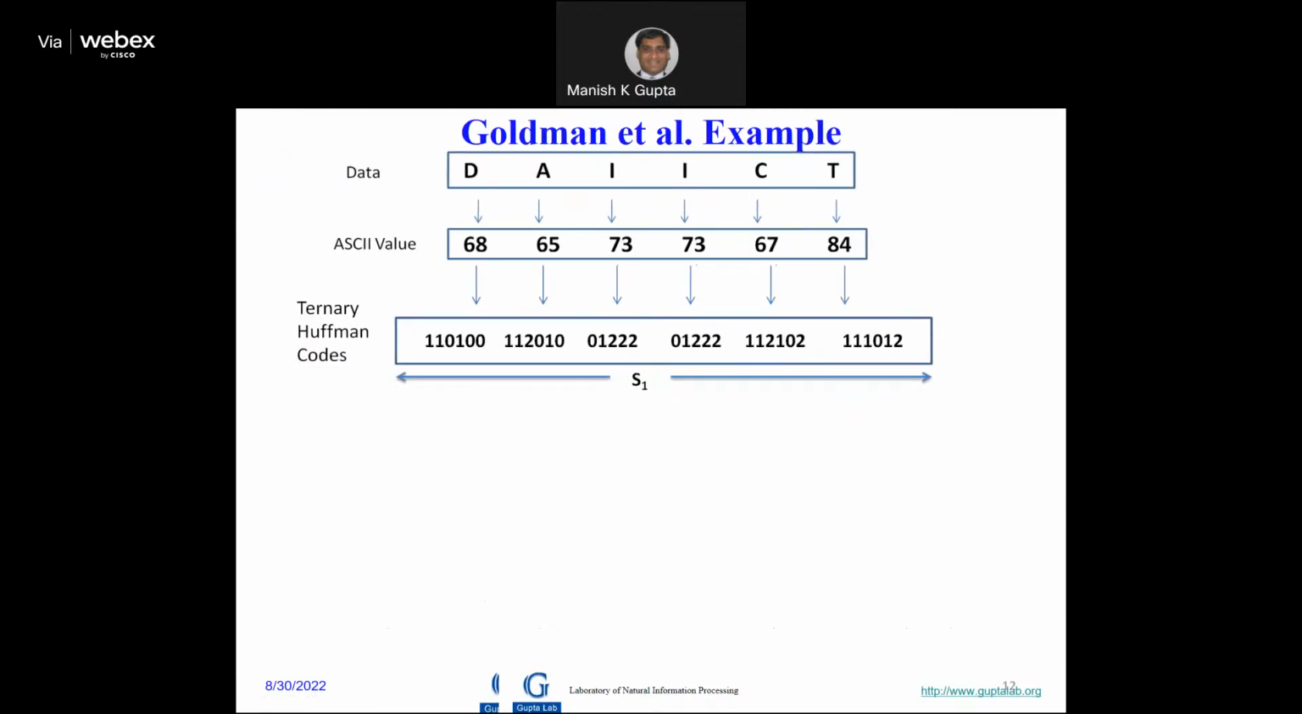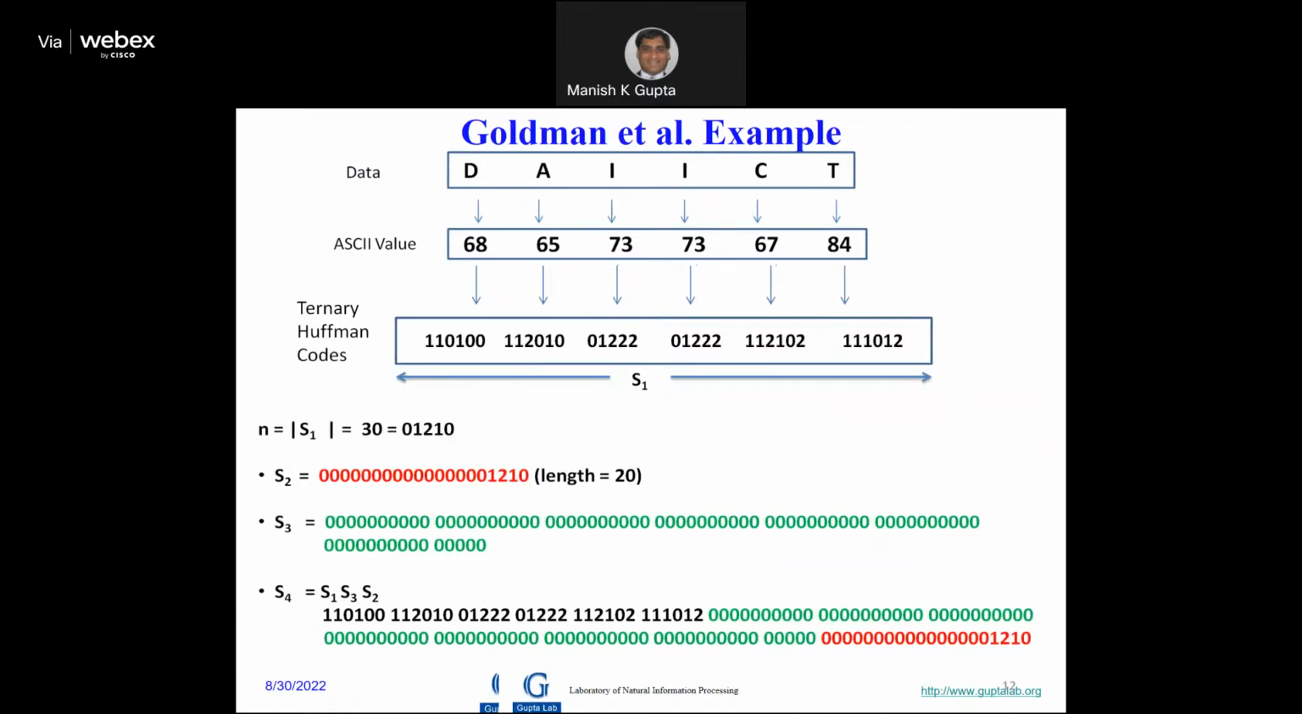Again, in this Goldman example, the dictionary values, the ternary Huffman codes, are written. A couple of other things I am showing you may not be very accurate, but anyway, I'll show you how this is done. Here the length is written as 30, but you can see that the S1 size is 36, right? Some errors are there, but anyway, there is some padding of zeros and so on.